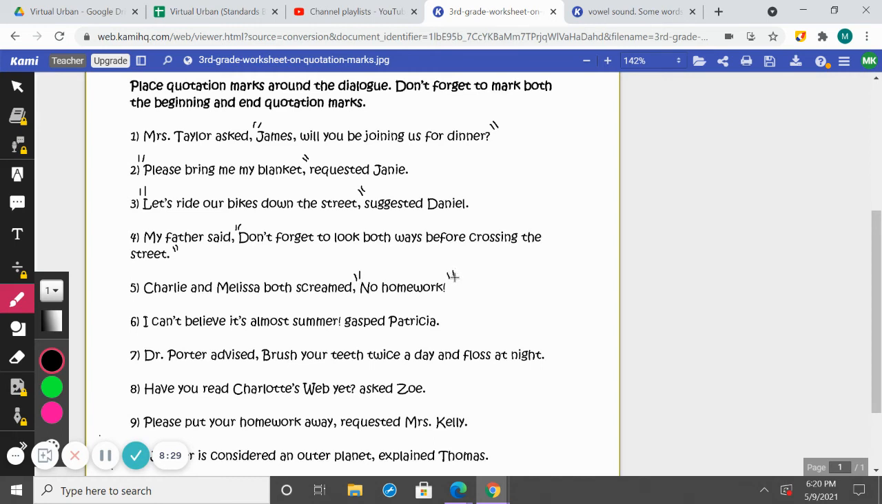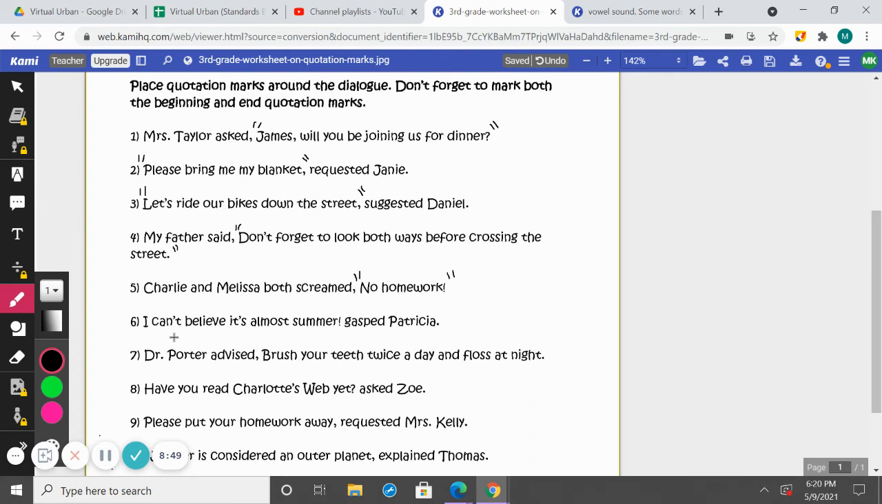Those are the words that came out of their mouth. And then that exclamation point needs to be included as well, because that's the punctuation at the end. All right, let's look at number 6. "I can't believe it's almost summer!" gasped Patricia. Let me read it one more time. "I can't believe it's almost summer!" gasped Patricia.